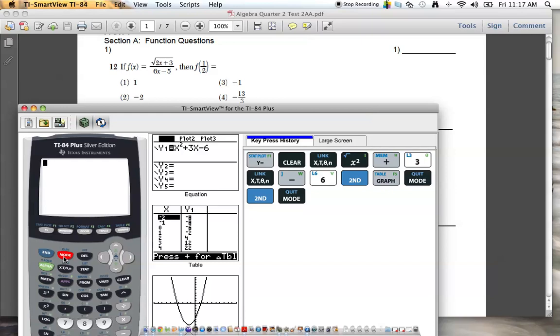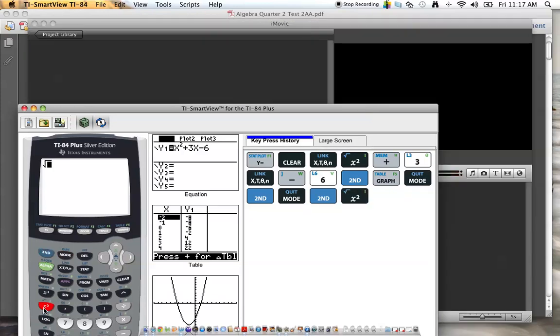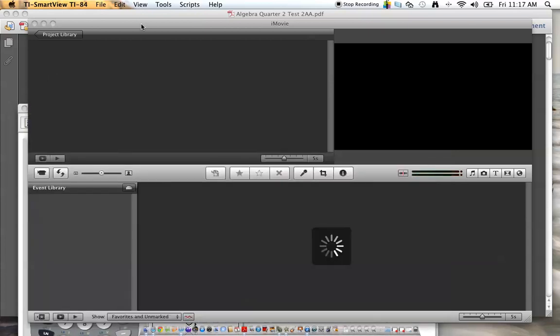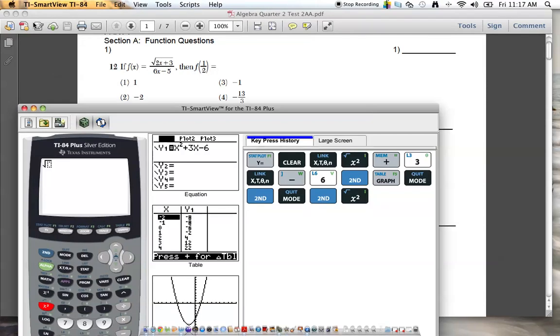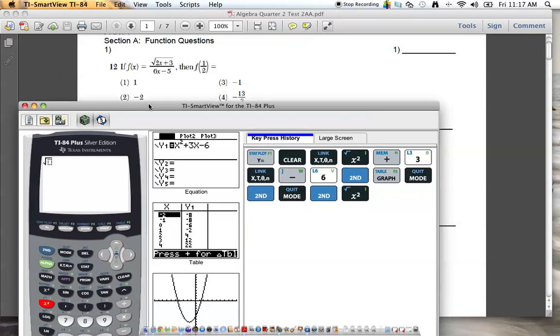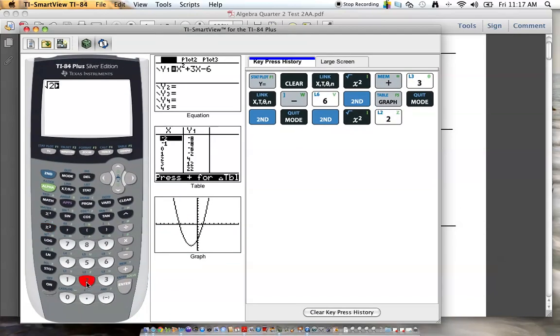I'm going to type in the square root, which is above the square symbol. So second square, which means square root. And I'm going to type in 2 times a half plus 3. Now, I know 2 times a half is 1, so 2 times a half plus 3 is equal to 4, but I'm going to do it for your sake. 2 times, whenever we input a fraction, we always do parentheses, 1/2 plus 3.